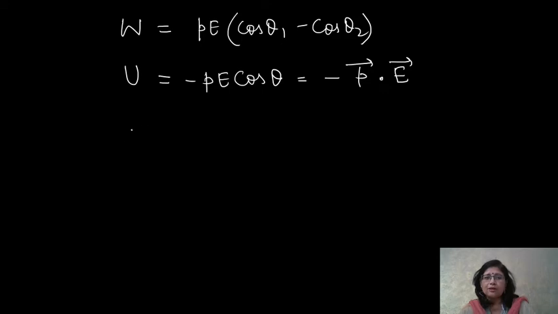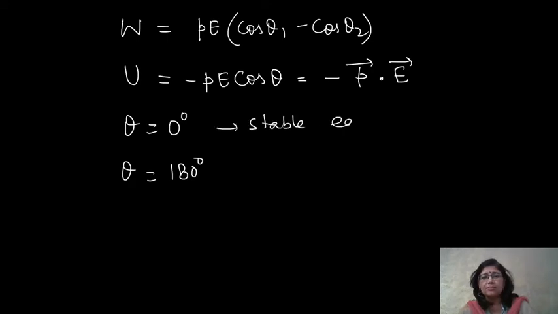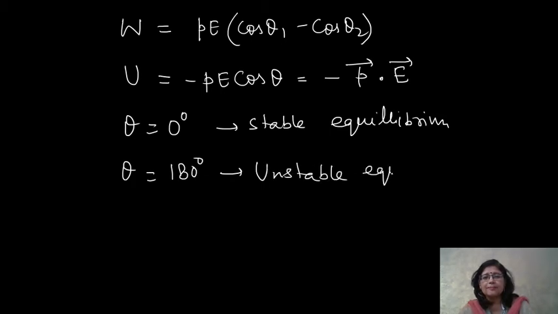For stable equilibrium, theta must be equal to 0 degree. For unstable equilibrium, theta must be 180 degree. It is stable equilibrium, and for unstable it must be 180 degree.